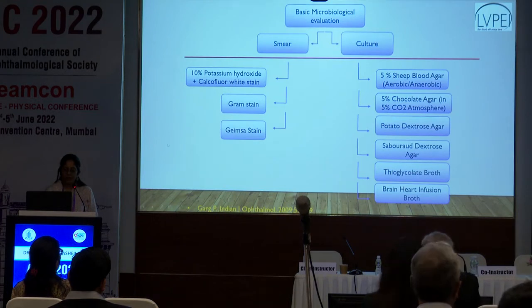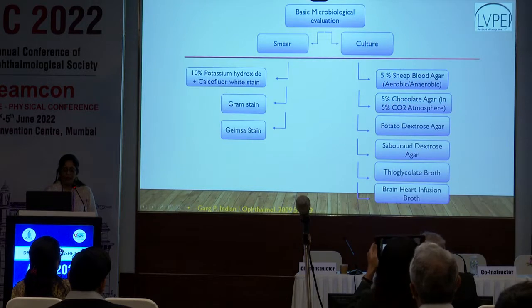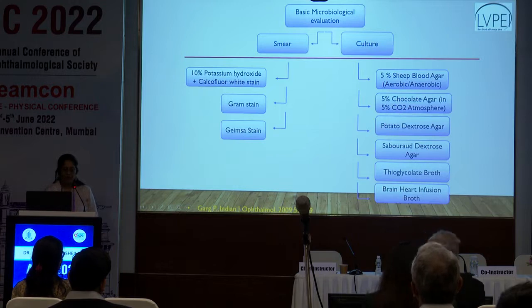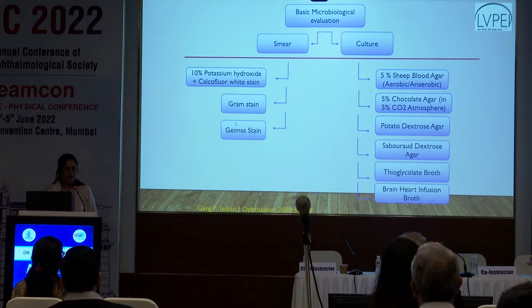The smears, as I mentioned to you, include a 10% potassium hydroxide, gram stain and Giemsa stain. We don't do Giemsa stain in all cases. Sometimes you might want to. And based on the clinical suspicion, our microbiologist will restain some of these. They decolorize the gram stain and use acid-fast stain if you're suspecting acid-fast organisms.